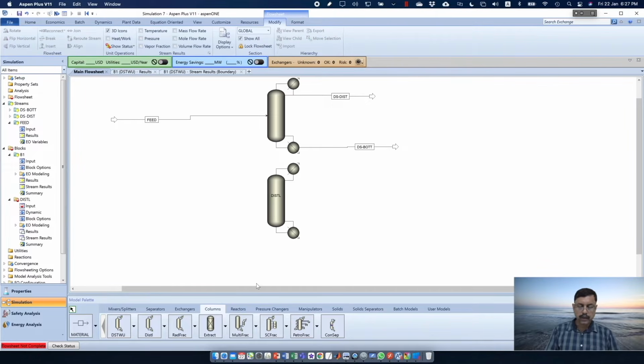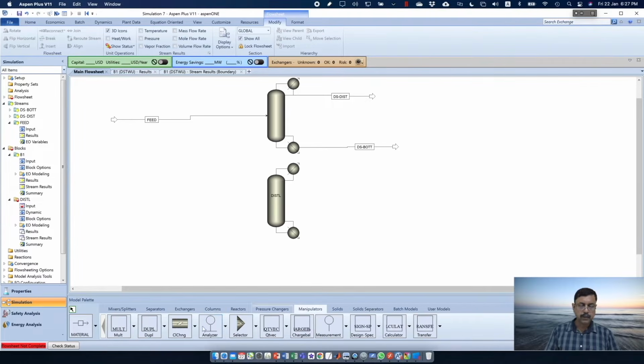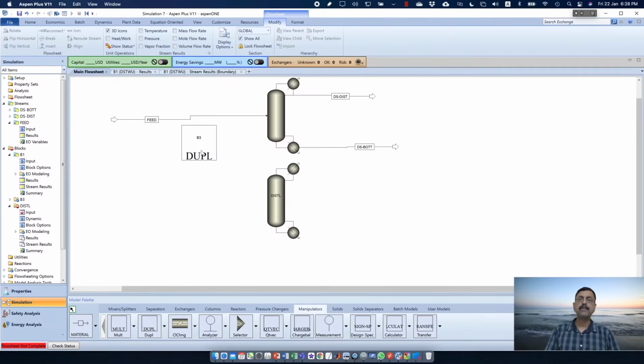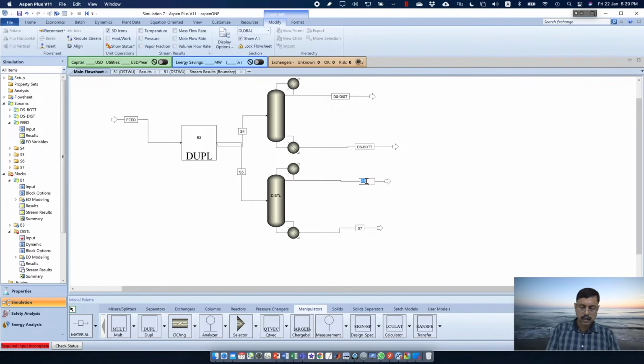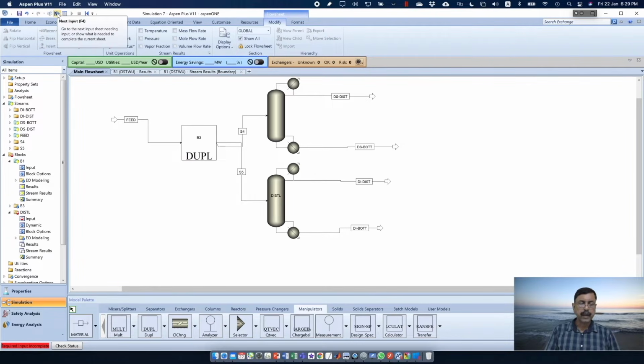Now we will use a manipulator over here, this is a duplicator. This duplicator block just duplicates the streams as if the same stream is going in two different paths. So for that, we have to connect with this and then material feed to this one, material feed to this one again, outlet and outlet. So we rename it as DI dist and this one is DI bot. Then we put next. Obviously the feed information has already been given. It is just duplicated. Now we have to give the information on the Distl block.